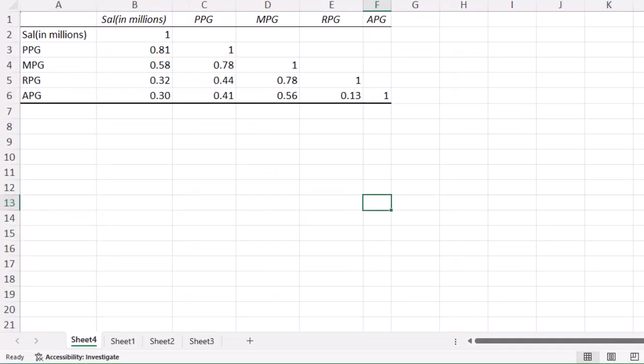Now, take a look at this correlation matrix. It shows the correlation coefficients for all 5 variables. We have salary, we have points per game, minutes per game, rebounds per game, and assists per game. Doesn't it make sense that there would be a relationship between the amount of time a player spends on the court in a game and the number of points that they score? To me it does. A player can't score unless they're on the court playing.